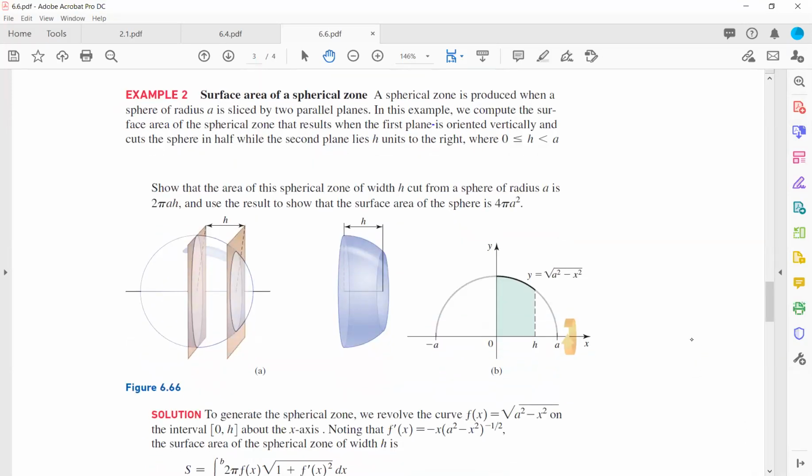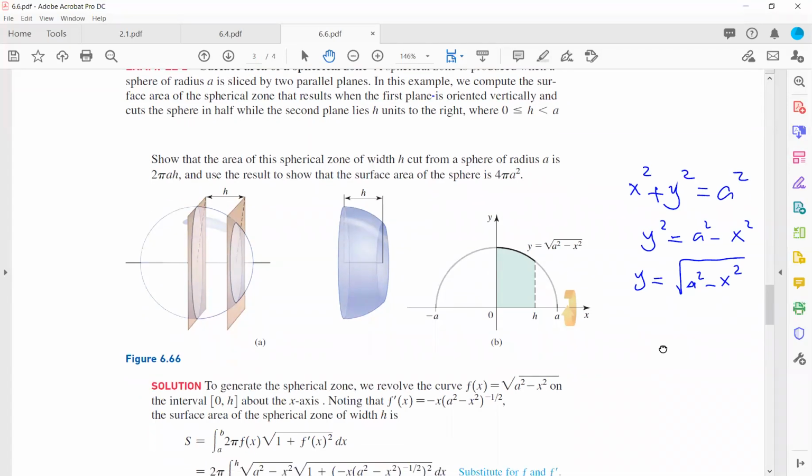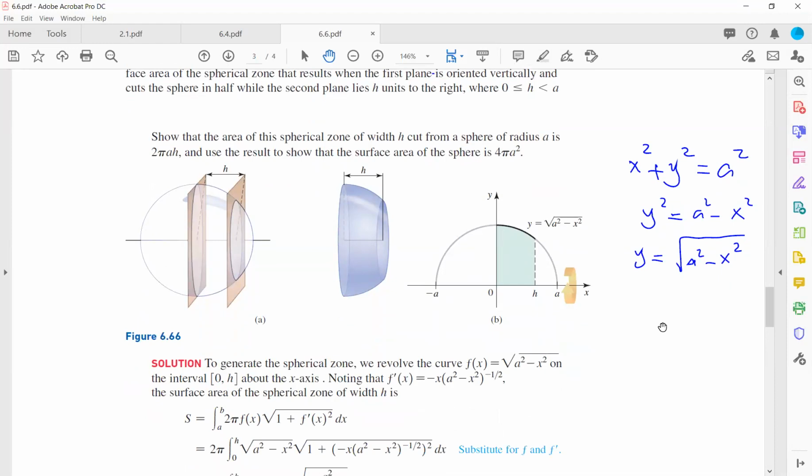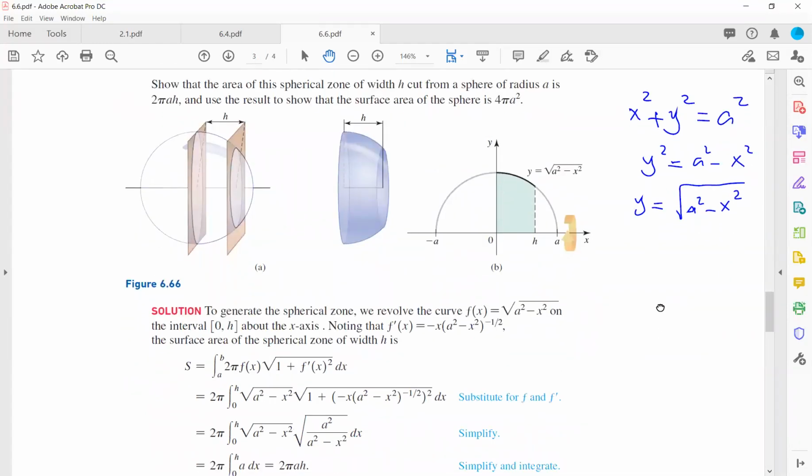First of all, what is this function? Remember that you have x squared plus y squared equals a squared, which gives you your circle. So y squared is equal to a squared minus x squared. So y is equal to the square root of a squared minus x squared. This is your function. Very well. We have a nice formula for our surface.